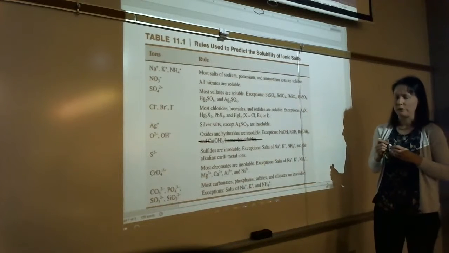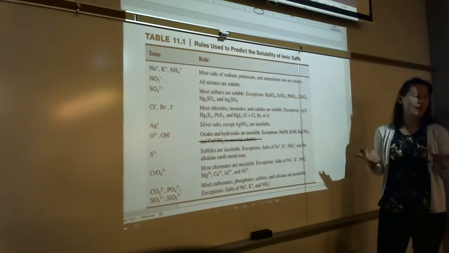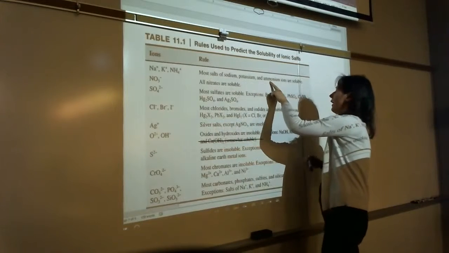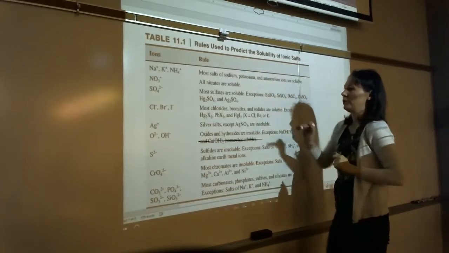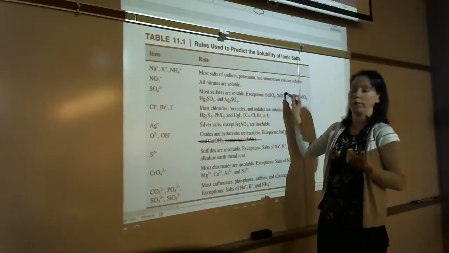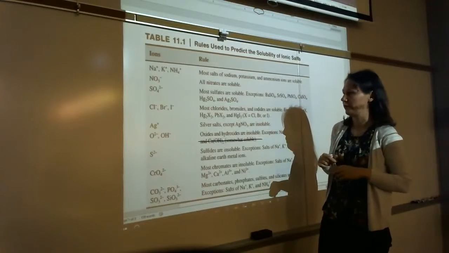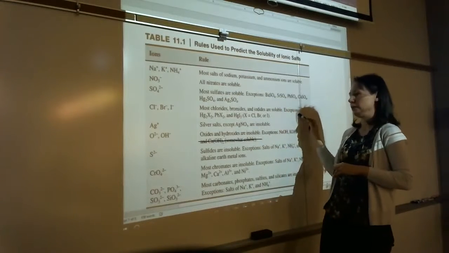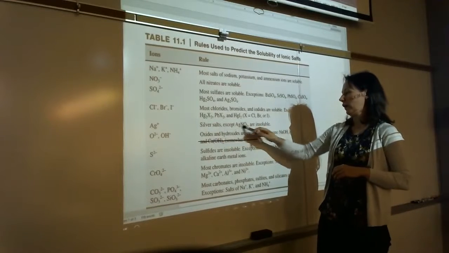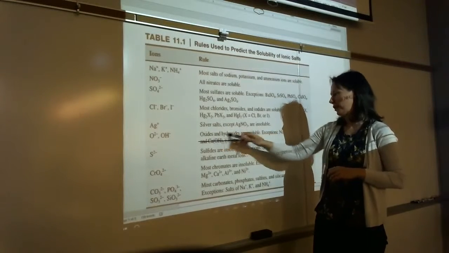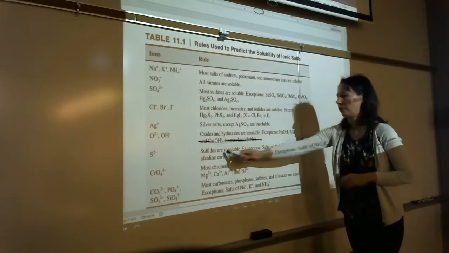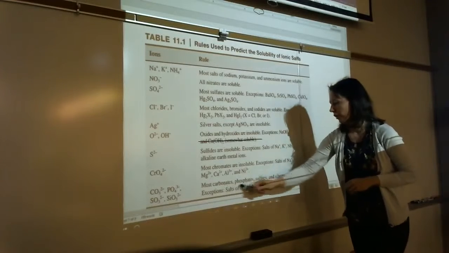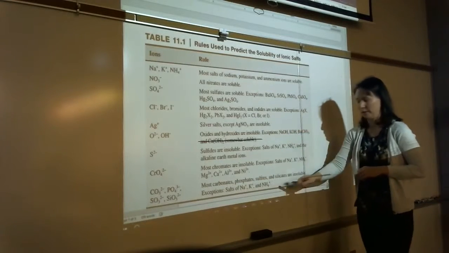I think this is pretty similar to the one that I gave you last week, but they all work the same way. So these are your ions. This is the rule, and then if there are any exceptions, they'd be after. So for instance, with nitrate, there are no exceptions. All nitrates are soluble, no exceptions. Most of these sulfates are soluble except, these are all insoluble except.